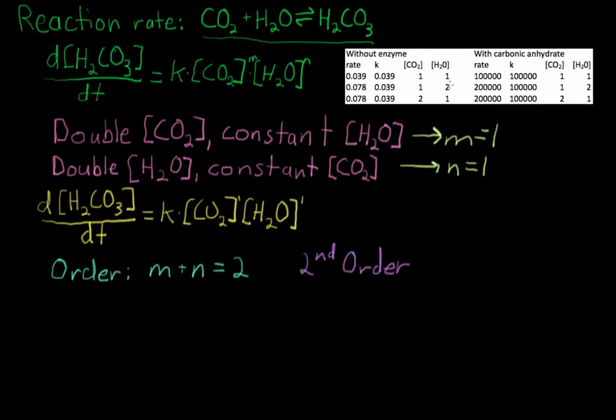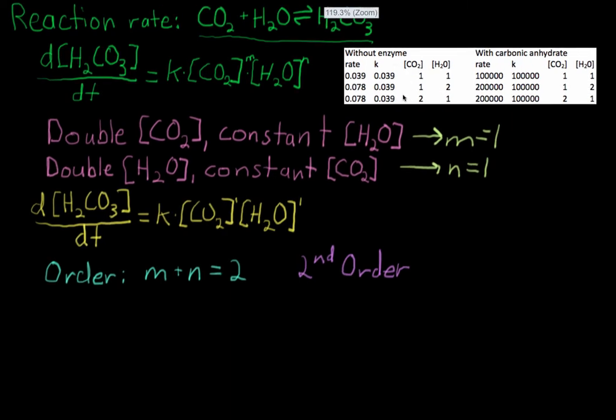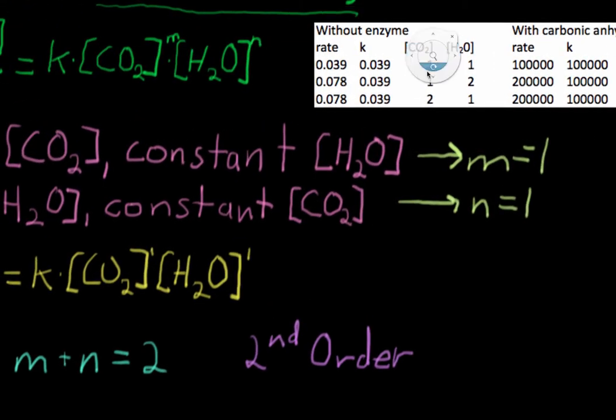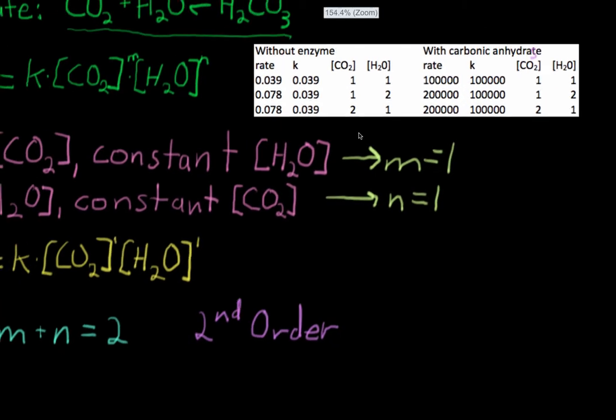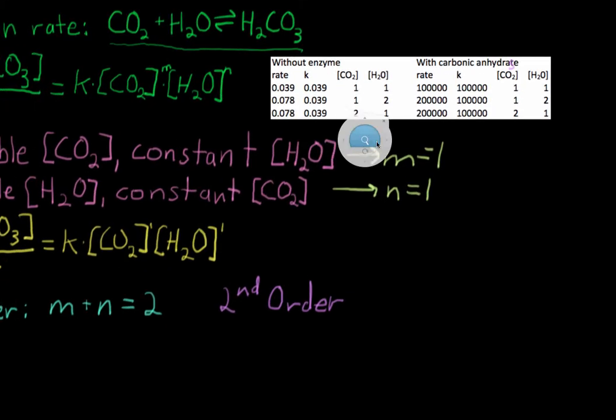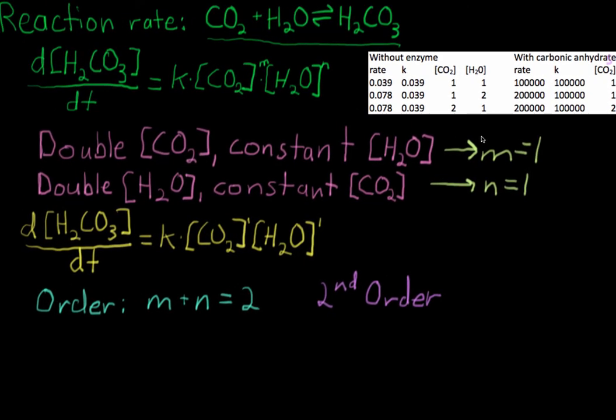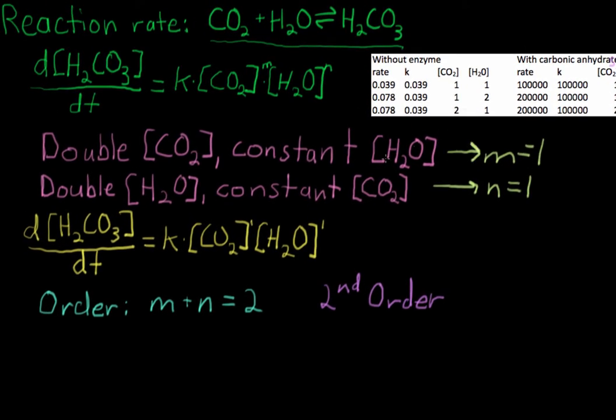Now, we see that the reaction proceeds kind of slowly without an enzyme, but then when we add an enzyme, carbonic anhydrase, the rate increases dramatically. So in the human body, this reaction is catalyzed by the enzyme carbonic anhydrase. And so let's just explore how this enzyme affects the reaction rate.